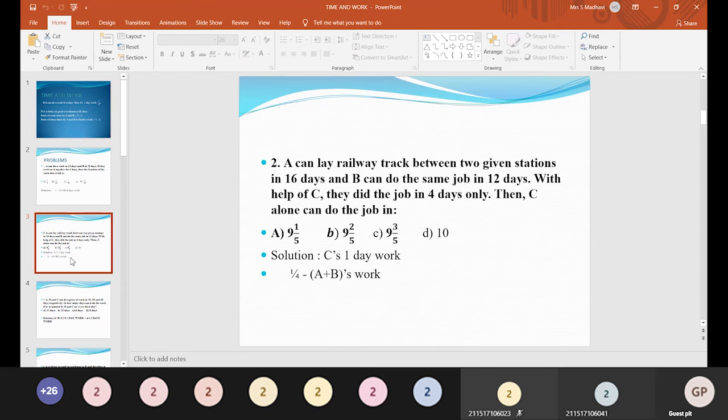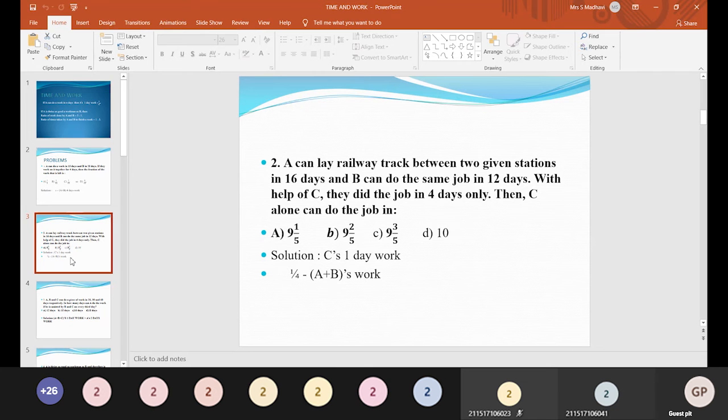Here, A can lay a railway track between the two stations in 16 days. To find 1 day's work, we have to take the reciprocal. If the number of days is n, then per 1 day it is 1 divided by n. So A's 1 day's work is 1 by 16, and B's 1 day's work is 1 by 12. Then we need to calculate C's 1 day's work.